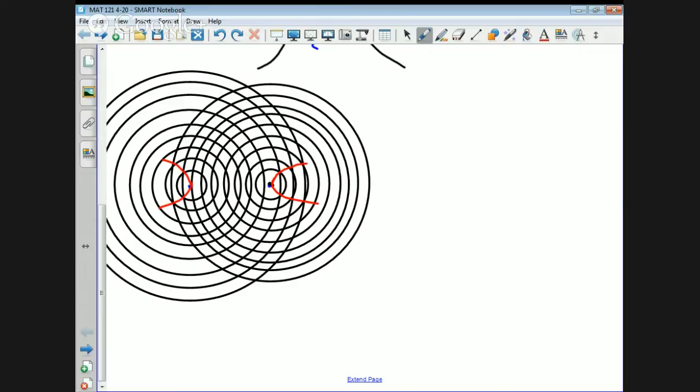And if I would have done these circles all evenly spaced and perfect, which I definitely did not do, you would see a much better hyperbola come out of this. But the idea is that there's a hyperbolic shape that comes out of this.